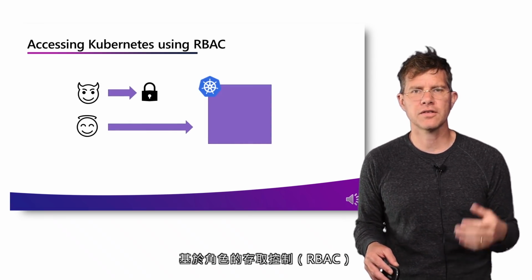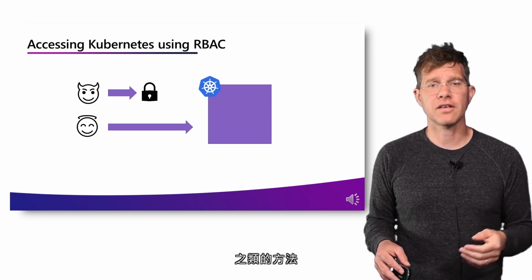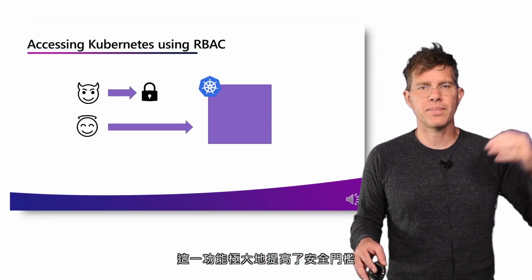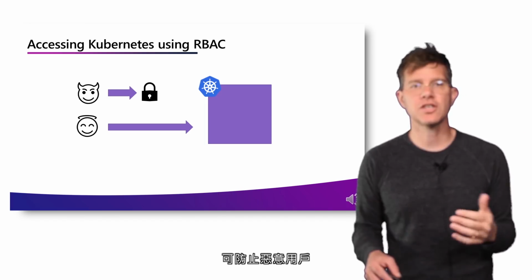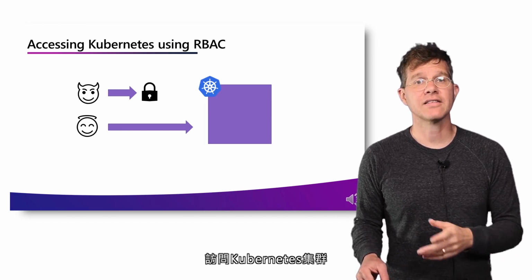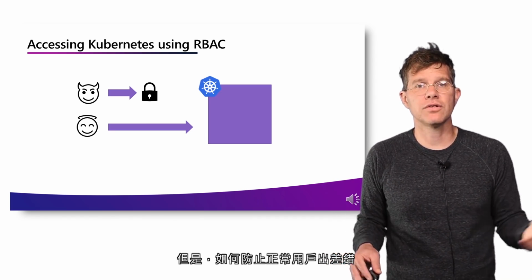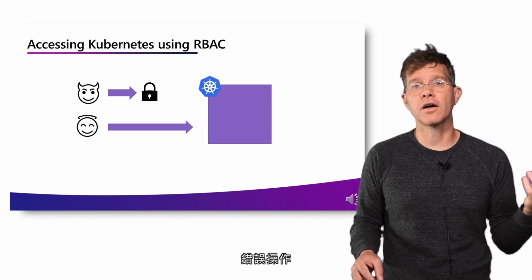Well, the very first way that you're doing it is through something like role-based access control, or RBAC. That means that you can take those identities, either the pod's identity or a user identity from Active Directory, and you can say things like, this identity has the ability to create pods. This identity has the ability to access this particular secret. That's great for providing sort of a baseline of security to prevent malicious users from even getting access to the Kubernetes cluster.